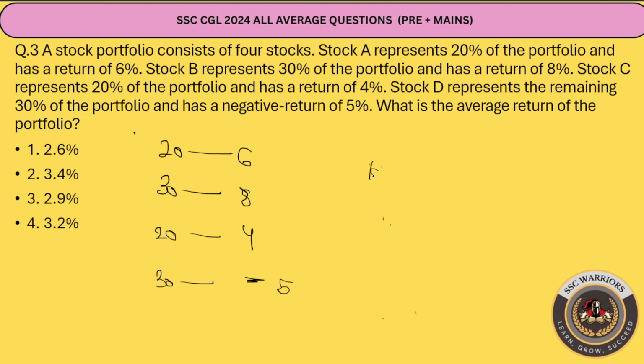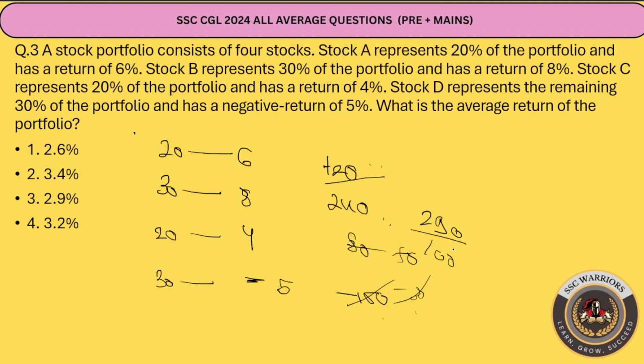So the total return will be 120, 240, 80 and negative 150. Now cancelling, 120 minus 30 to this 50. So it will be 290. So total return will be what? Divided by 100, which is 2.9%.